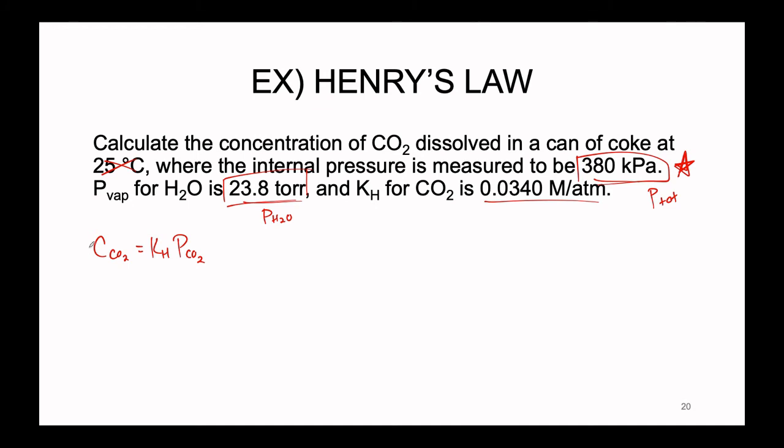Now, in order to find the concentration of carbon dioxide, we're going to need to plug Henry's constant into our equation here, and we're also going to need to find what the pressure of carbon dioxide is specifically. In order to find the pressure of carbon dioxide, we're going to need to make one big assumption, and that is that the total pressure inside the can is equal to the sum of the pressure of carbon dioxide as well as the pressure of water.